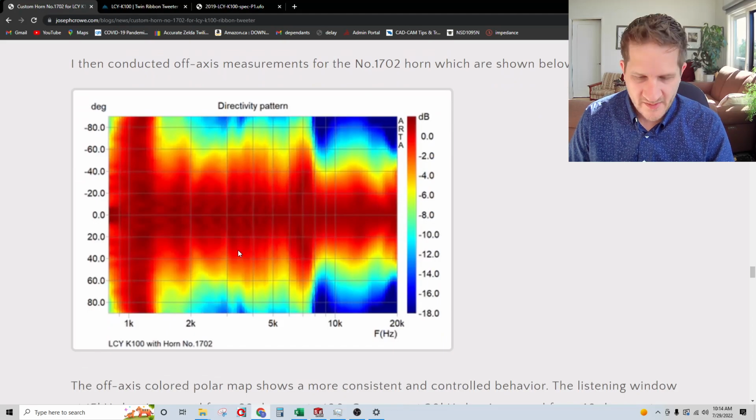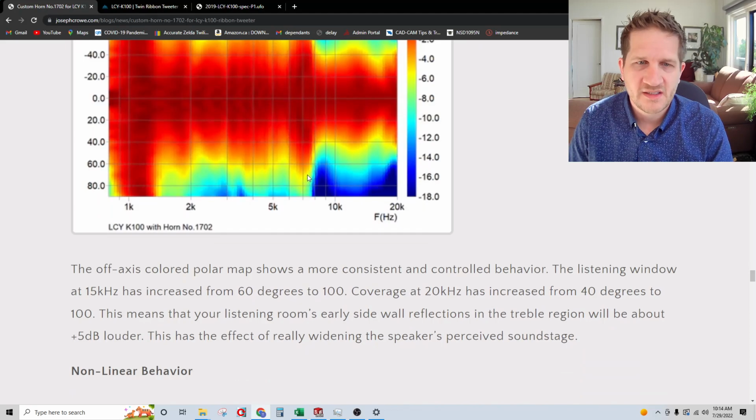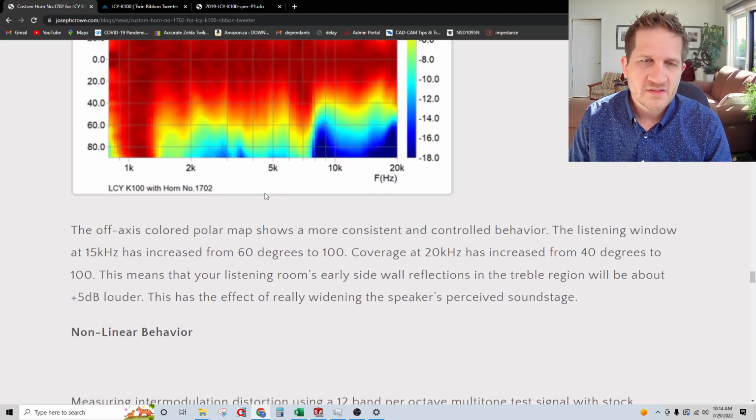So now the big change comes in the off-axis colored polar map. With the addition of the horn, you can see that we're getting very wide coverage. And so even at 20 kilohertz, the coverage has improved to 100 degrees. So we've gone from 40 degree directivity to 100 degree directivity. So that's going to drastically change the overall sound characteristics of the tweeter so that you're getting a much stronger early sidewall reflections in your listening room.